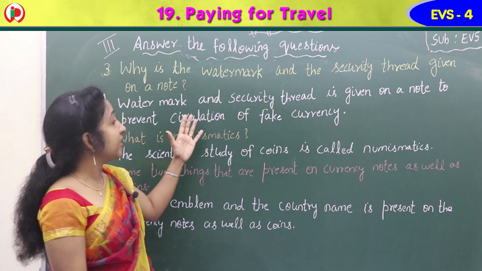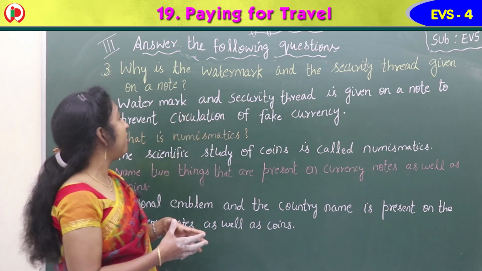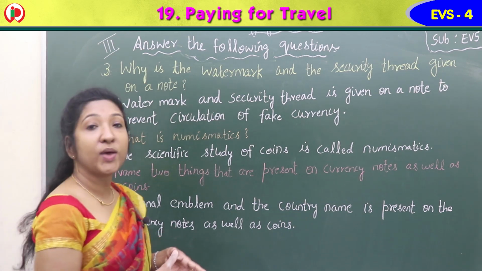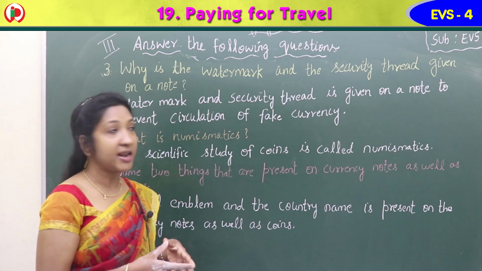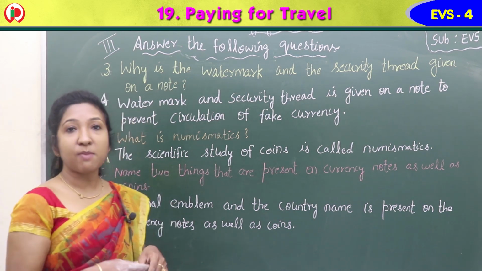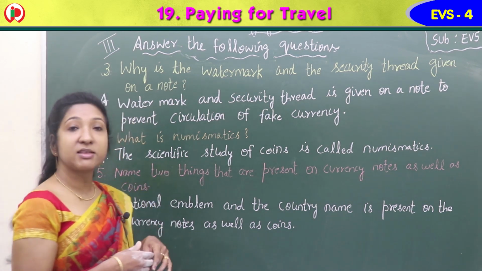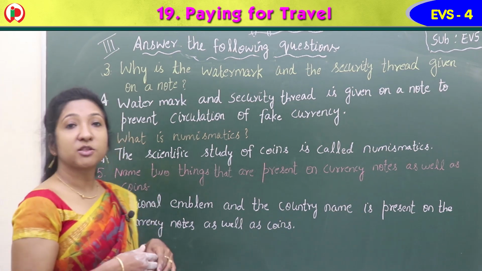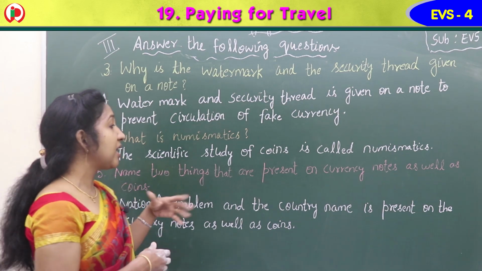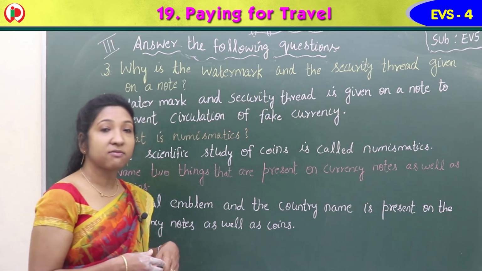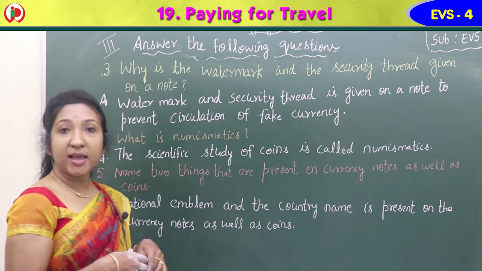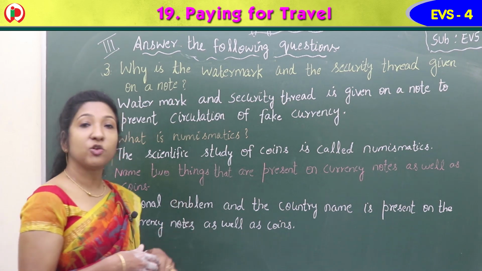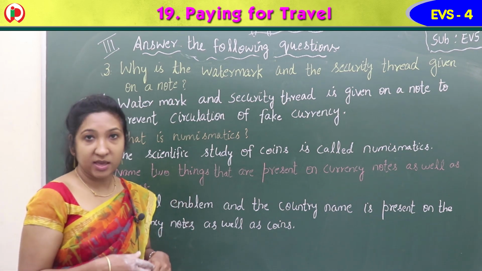So why are the watermark and security thread given on a note? Watermark and security thread are given on a note to prevent the circulation of fake currency. Second, what is numismatics? The scientific study of coins is called numismatics. Now the fifth one, the last question. Name two things that are present on currency notes as well as coins. National emblem and the country name are present on the currency notes as well as coins.